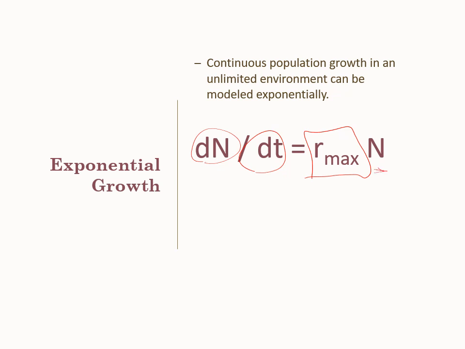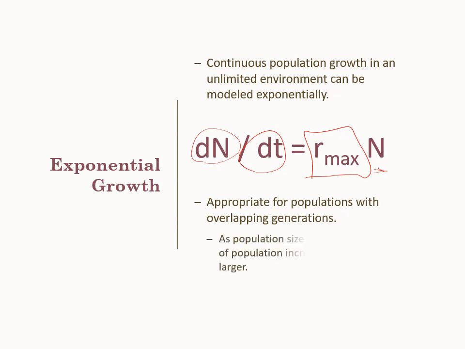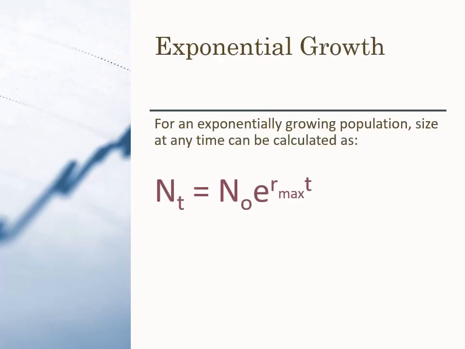So the bigger the population is, the faster it's going to grow. Small populations grow slowly, large populations grow faster. And we can take this then and use it to calculate your population size at any time.